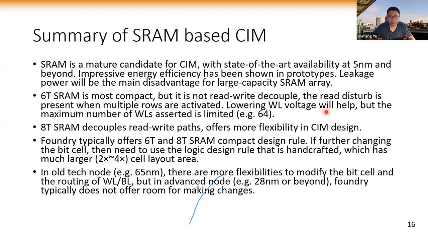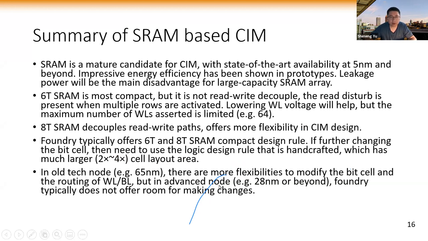Lowering the wordline voltage may help, but eventually this is still limited because we cannot turn on many rows in parallel. So to solve this issue, we have to use 8T SRAM. This completely decouples the read and write paths. Therefore, this offers more flexibility. Foundries typically offer both 6T and 8T SRAM cells with the foundry's PDK. If we can use that, that is good, because if we handcraft the SRAM cell by manual design, then the density will be 2 to 4 times lower.